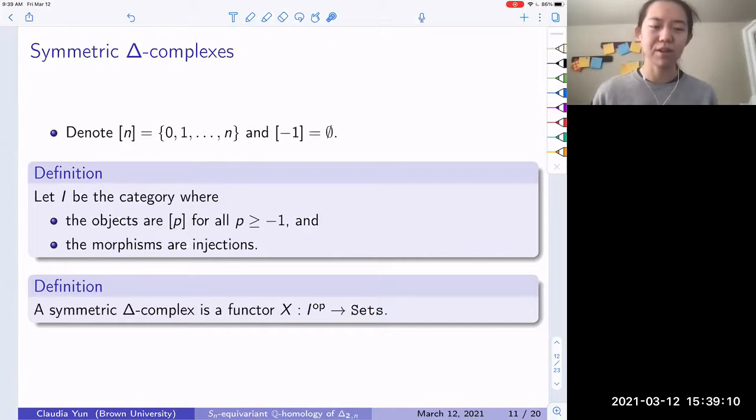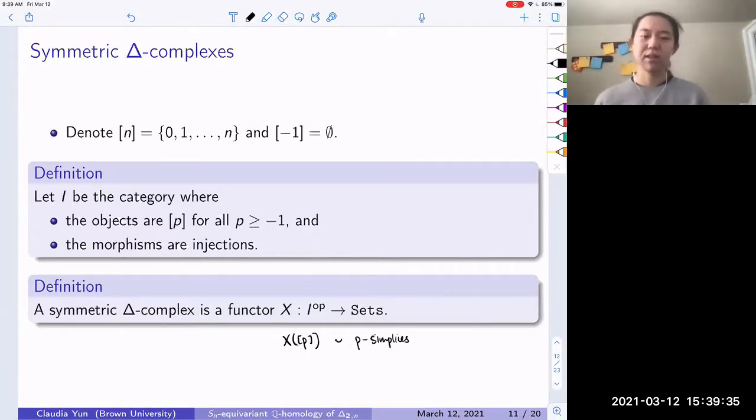And how we think of these symmetric delta complexes is we can think about their canonical geometric realization by taking the image of [p] to be the set of p-simplices. And the image of the injections are going to tell us how these p-simplices glue together. This construction is very similar to an ordinary delta complex construction. In the usual story of delta complexes, we would take the category to be a little bit smaller, the [p] with order-preserving injections.